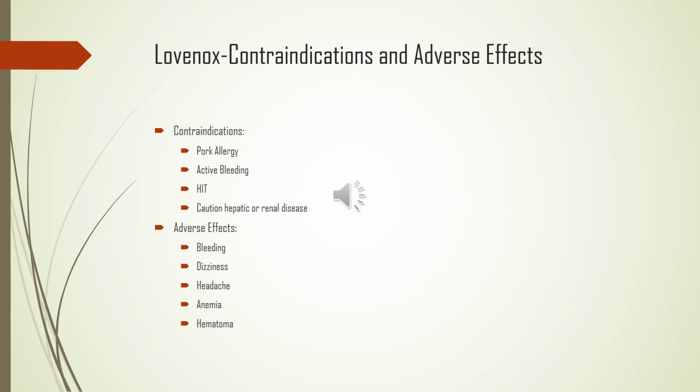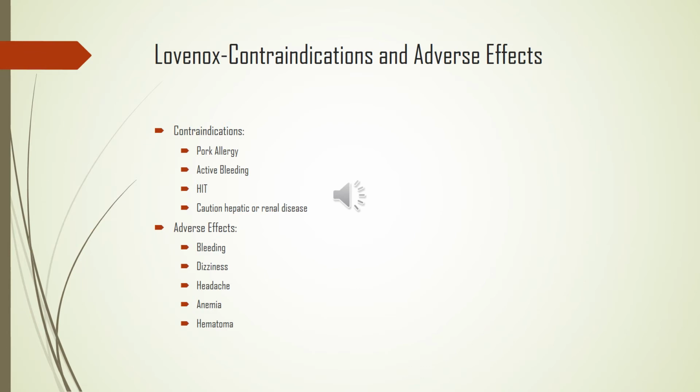Contraindications and side effects. Contraindications: you're not going to give it to anybody that has a pork allergy, active bleeding, or HIT. You're going to use it cautiously with hepatic or renal diseases, because of the way it's metabolized in the system. Active bleeding, once again, is an anticoagulant. You're not going to do that.